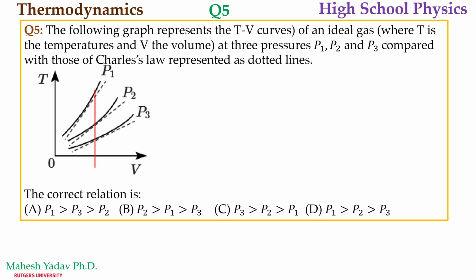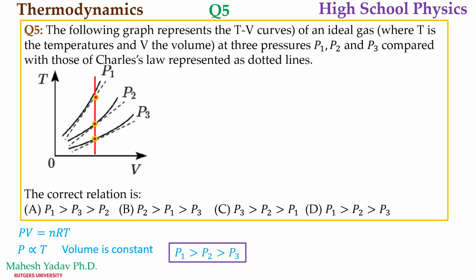We draw a vertical line, so that volume on the line is constant. Now, we look at the intersection points. We expect ideal gas equation to be valid. Under constant volume, the pressure should be proportional to the temperature. So as we go up, the intersection point should represent the higher pressure. As we go up, first we encounter pressure P3, it must be least. As we go higher in temperature, we hit P2 and lastly P1. So P1 is the maximum and P3 is the minimum and P2 in between, and the answer is D.